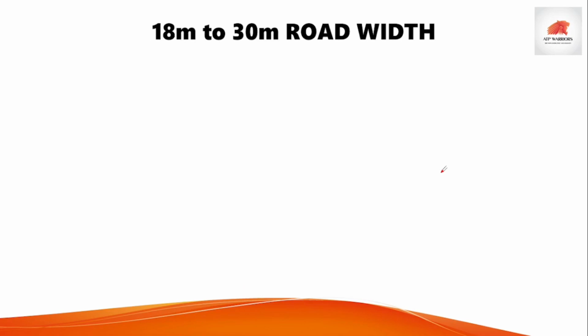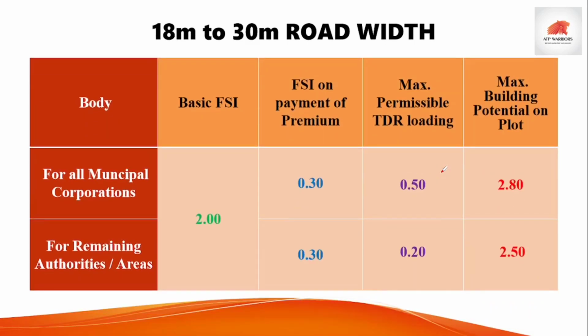See, the third category is for the road width 18 meter to 30 meter. So according to the table, let's see. For municipal corporations and remaining authority areas, the basic FSI is 2 for the road widths 18 meter to 30 meter. And for the municipal corporation, the FSI on payment of premium, which is nothing but the premium FSI, is 0.30. And the maximum permissible TDR loading is 0.50. So it is increased by 0.10 here.